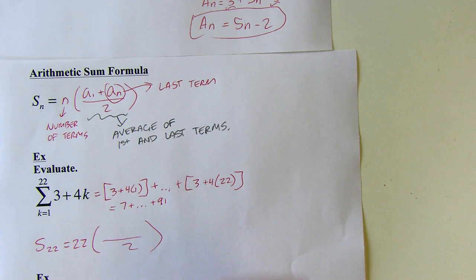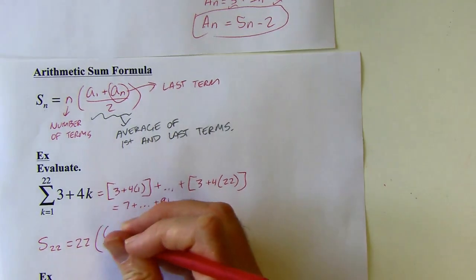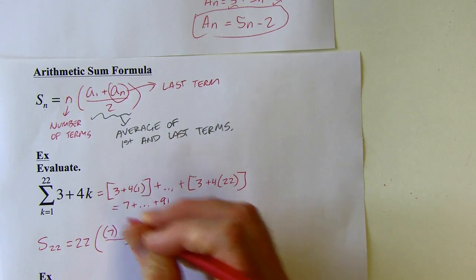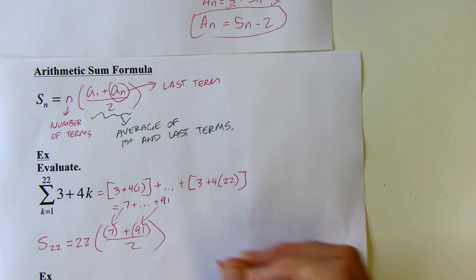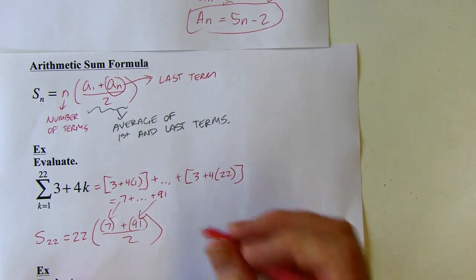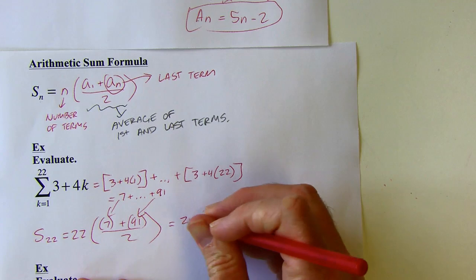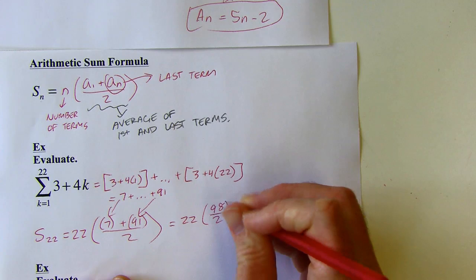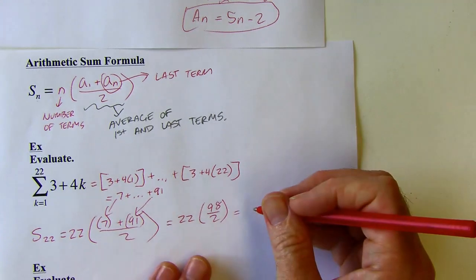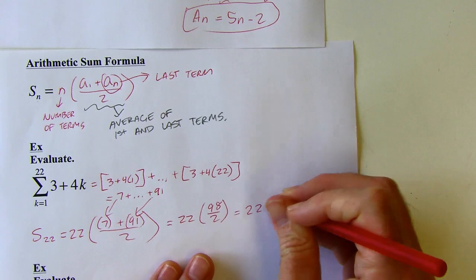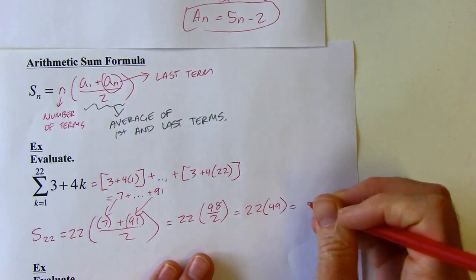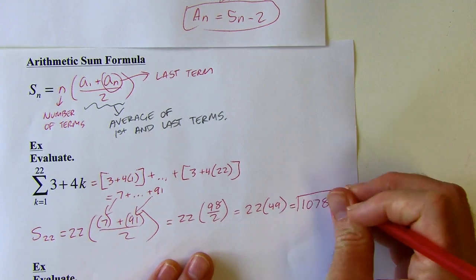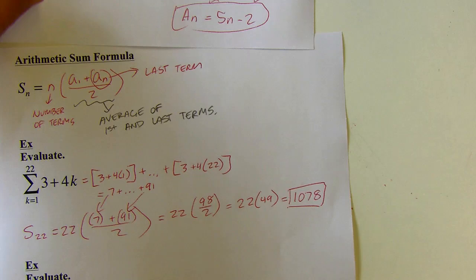So there's my first and last terms, and now I've got something to plug into those places, right? So now I can just do the math a lot quicker than expanding the whole thing. So let's see. I'm going to have 98 over 2, and that's going to be 22 times 49, which comes out to 1078. Okay, let's try another.